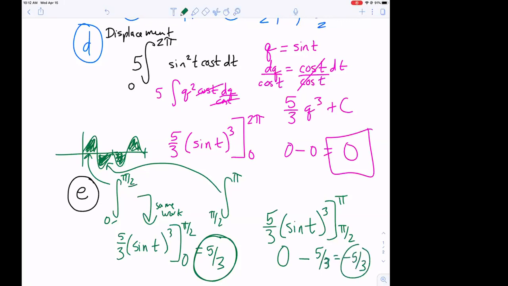So basically, this hump would be 5/3. This one's negative 5/3. This one's negative 5/3, and this one's positive 5/3. But for total area, you have to make them all positive, right? So it's just going to be 5/3 times 4, which is 20/3. And that's your final answer to E.